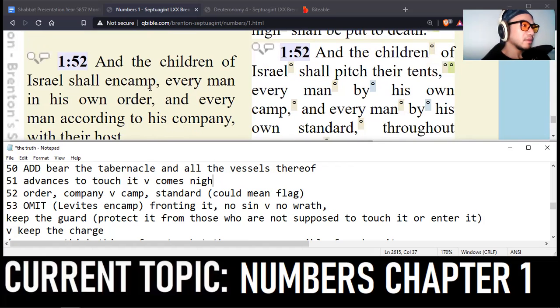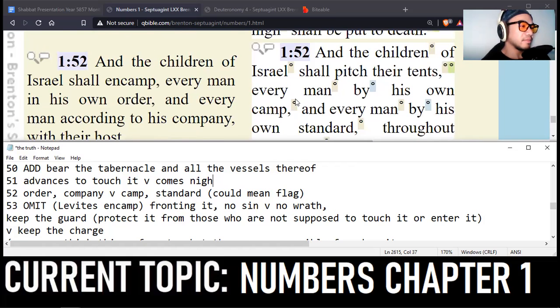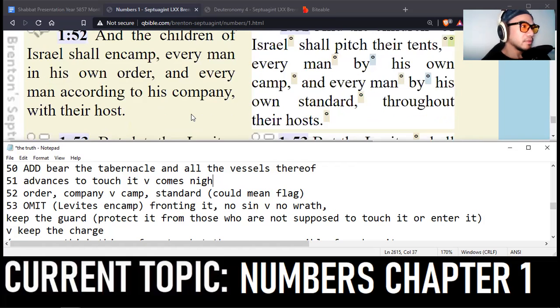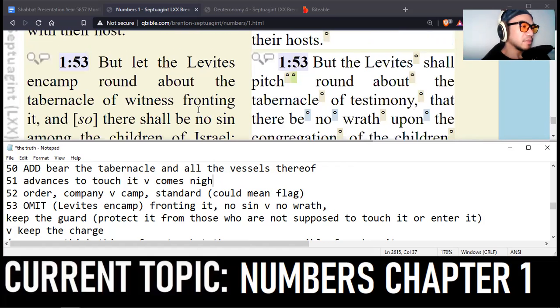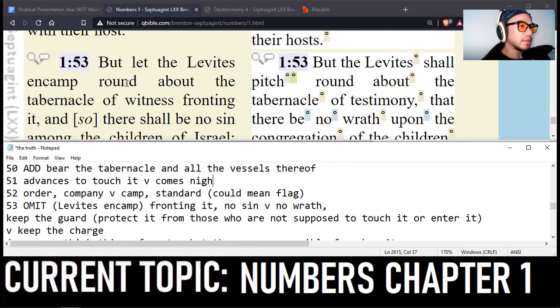Verse 52, "order" versus "order, company" are two terms used here. In the Sept, in the Mass, it describes them as a camp and a standard, and a standard could mean a flag. Okay. Verse 53, there's an omission here. "The Levites encamp," so "fronting it," so they're in front of it. And so that was omitted, that the Levites will encamp.